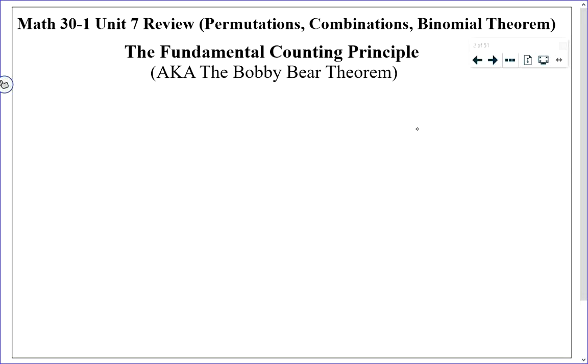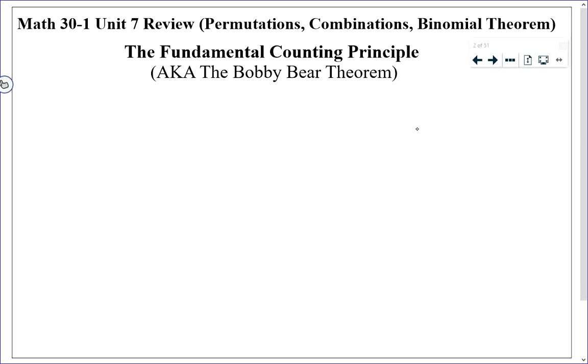So to begin with, in this unit we learned about something called the fundamental counting principle, which I call the Bobby-Bear theorem, and the reason I call it that is the very first example that we used to learn this principle dealt with Bobby-Bear. I don't know if you recall, but Bobby-Bear had 3 different pairs of pants in his suitcase, and he had 2 different shirts in his suitcase. And the question was, if Bobby-Bear had to wear a pair of pants and a shirt, how many different outfits could he try on? And the answer was 6, and we showed all 6 on the board.